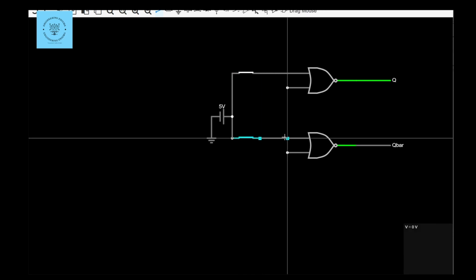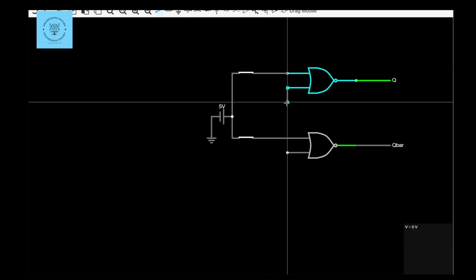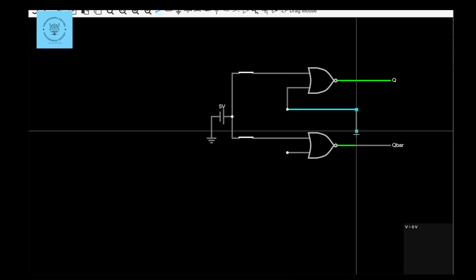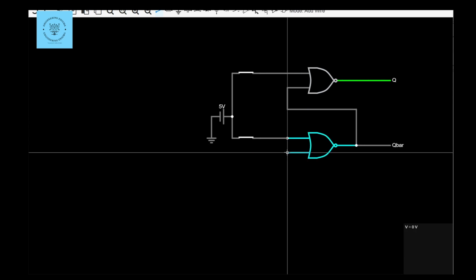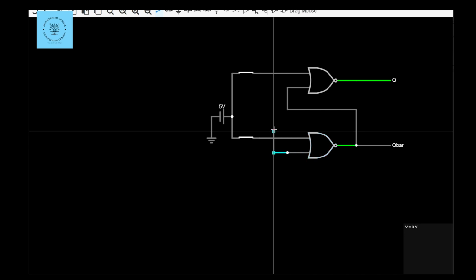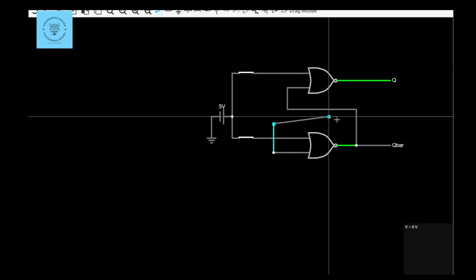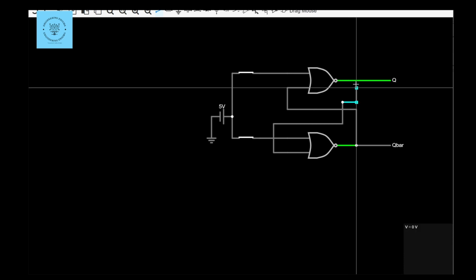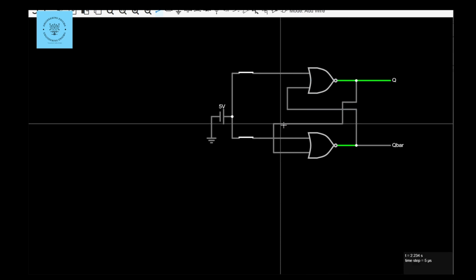Now let's understand how this circuit works. When both inputs are low, the circuit holds its previous state. This means the latch remembers its last output. When set input is high and reset is low, the output Q becomes high. This is called the set condition. When reset input is high and set is low, the output Q becomes low. This is called the reset condition.